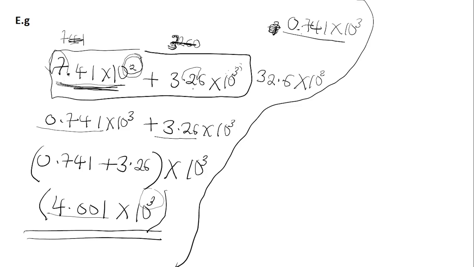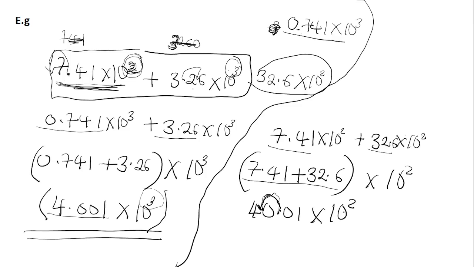No, it doesn't. Okay, so we need to make sure that this number obeys the rule. For us to do that, the decimal point should move at this point. Now, when the decimal point moves to the left, what happens to the power? It increases. So it's going to become 4.001 times 10 to the power 3.